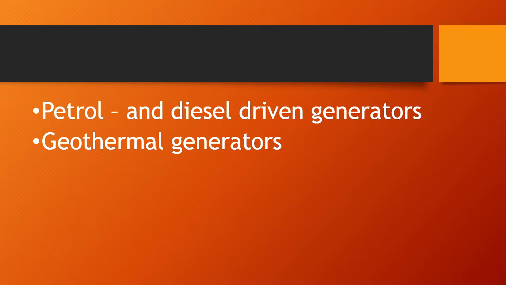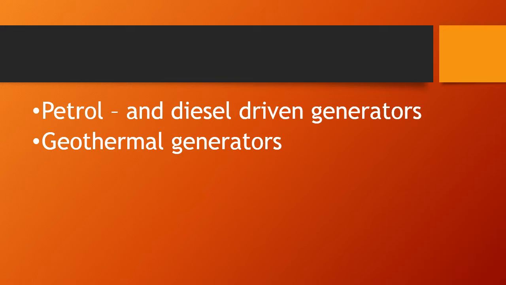Diesel-driven generators. Pupils, these types of generators are driven by petrol or diesel in order to produce electricity. These generators can be used in areas where there is no electricity from a power station. Pupils, schools, hospitals, churches, and factories can also use petrol and diesel-driven generators when the electricity from power stations fails.